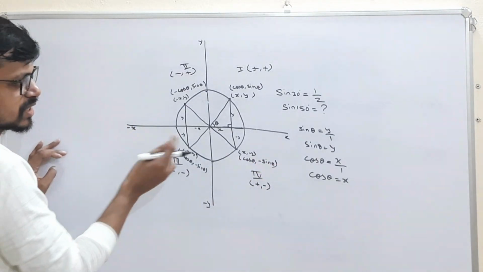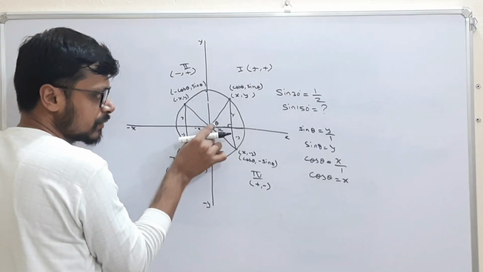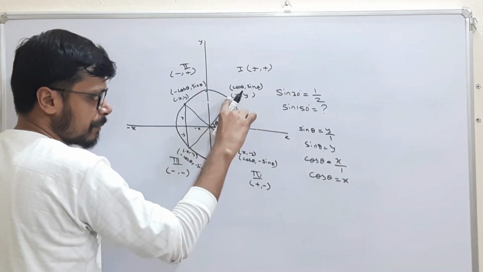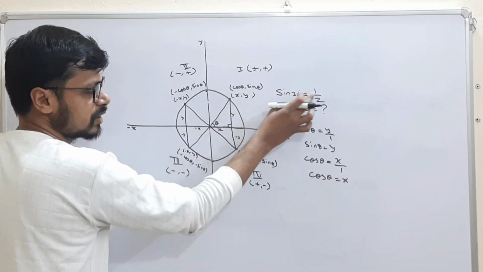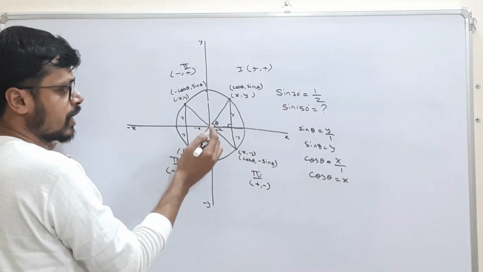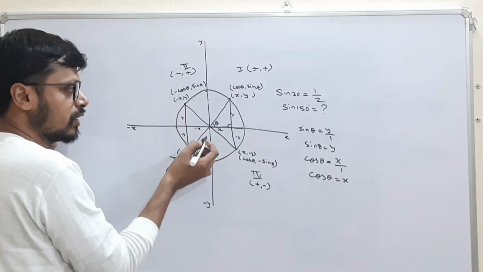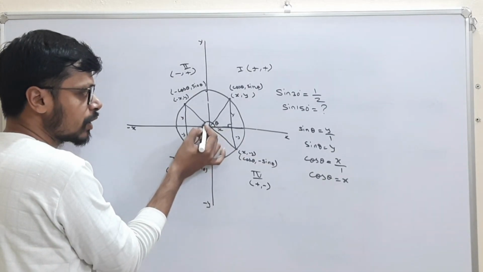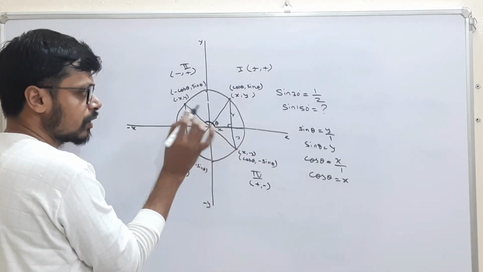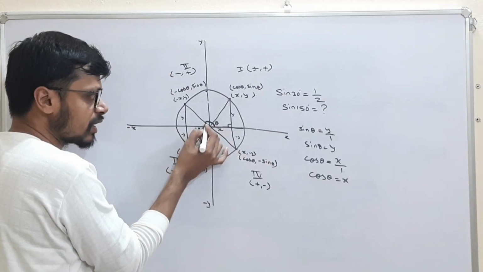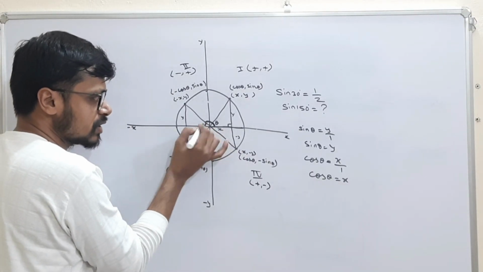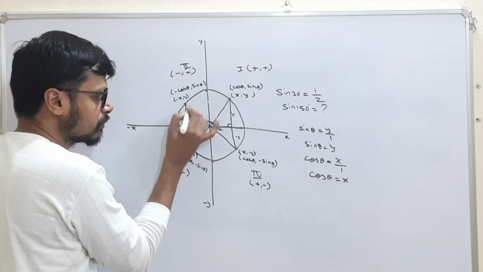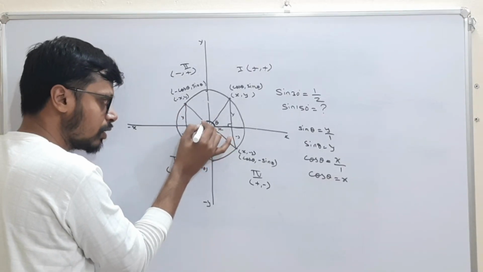Now see, if I ask you sine 30, sine 30 means perpendicular by hypotenuse. So sine 30 value is half, this you suppose you know. If I ask you sine 150, then 150 will go up to here, correct? This is 150. So 30 degree will be the reference angle. This is the actual angle, this is the reference angle, but we don't have to see these angles. We have to see this point from the origin.